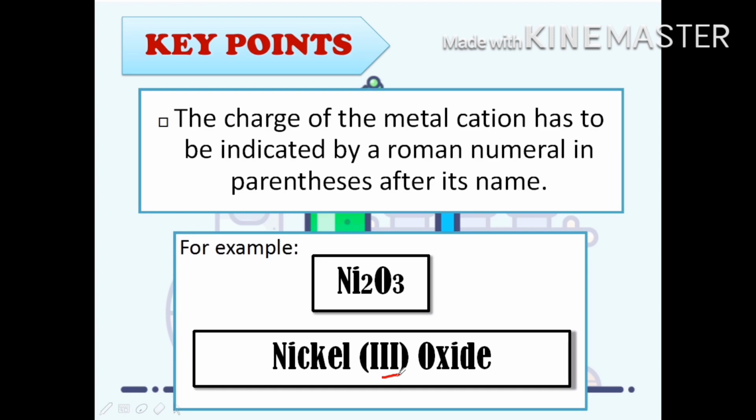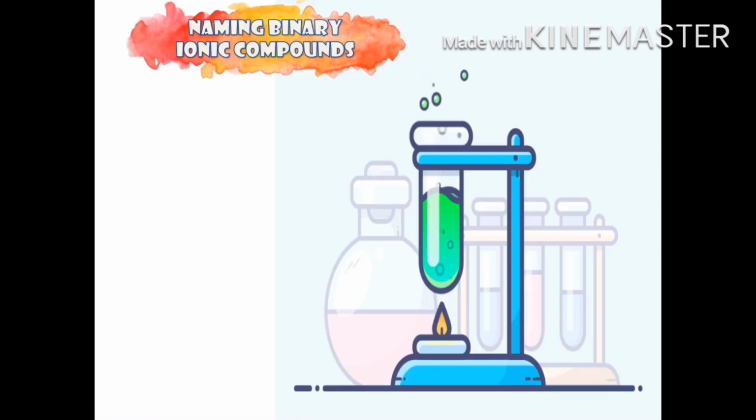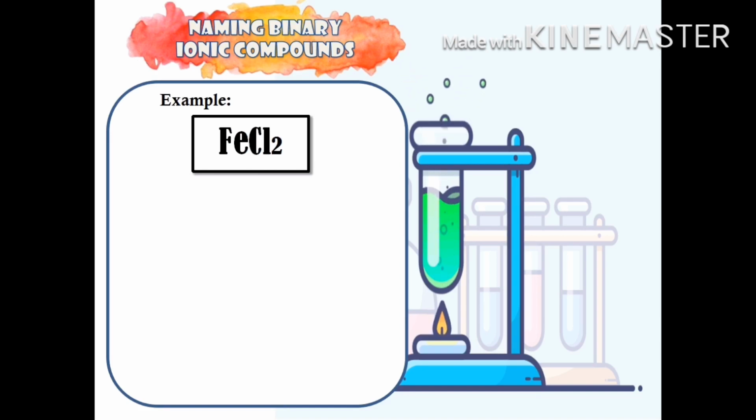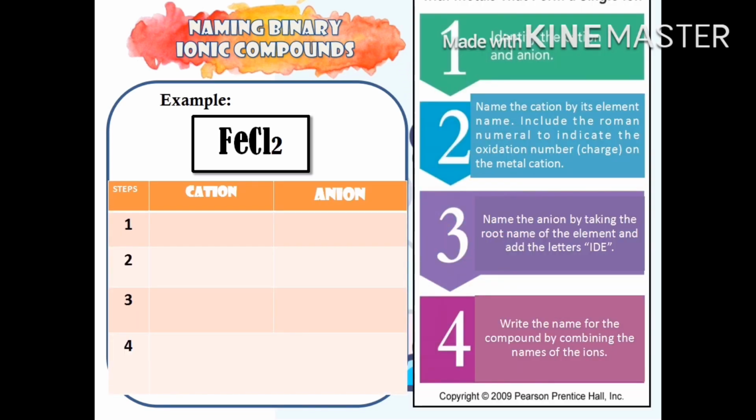Let us start naming binary ionic compounds with this example, FeCl2. To correctly name this compound, we have to follow these steps. First, we have to identify the cation and the anion. In any ionic compound just like this, it is the cation that is written first, followed by the anion.